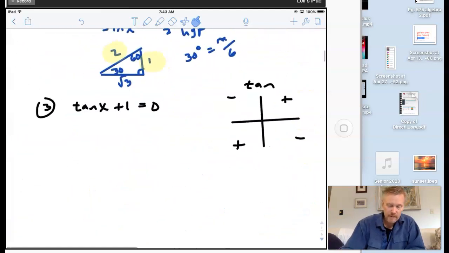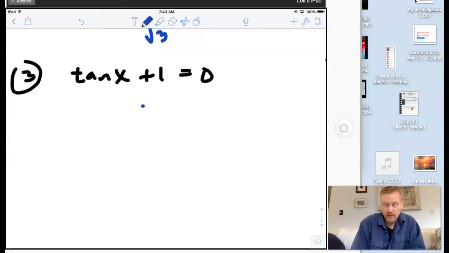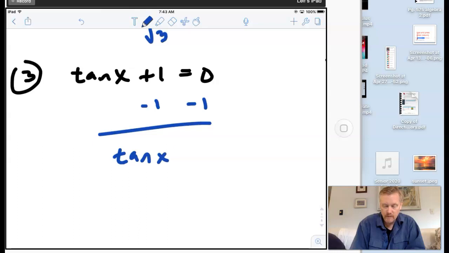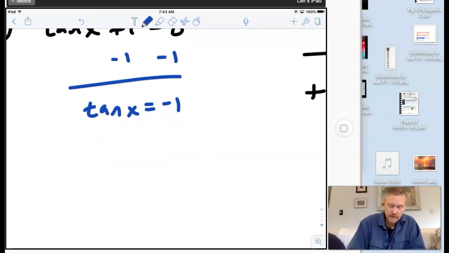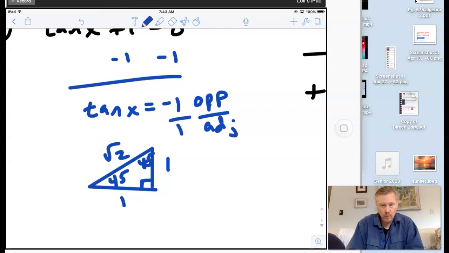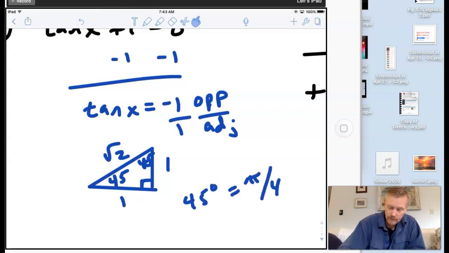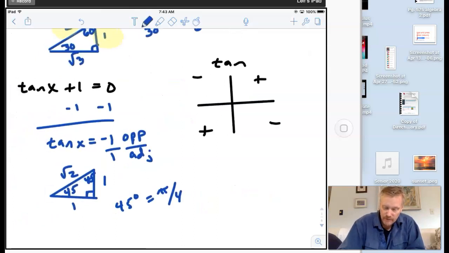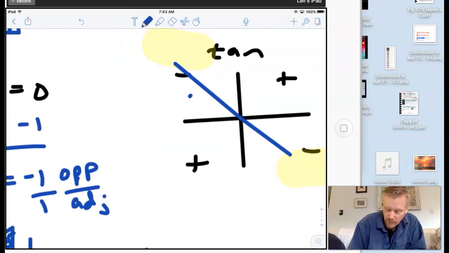All right, next one, a tangent. So, subtract 1 from both sides, I get tangent of x equals negative 1. So, forget the negative for a minute. I see the 1 there, which means probably an isosceles triangle, 45, 45, 90. 1, 1, square root of 2. This is opposite over adjacent. You can always put that over 1, right? Which means 45 is my reference angle, which is pi over 4. And I'm looking for where it's negative, right? Which means I'm in these two quadrants up here and here. So here and here.